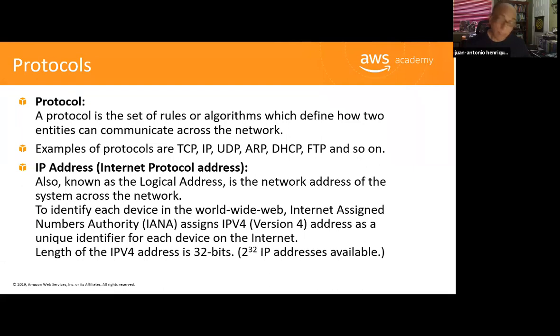The important thing to remember here is that the length of the IPv4 address is 32 bits. So that means that there are 2 to the 32 IP addresses available. That's a huge number, right?